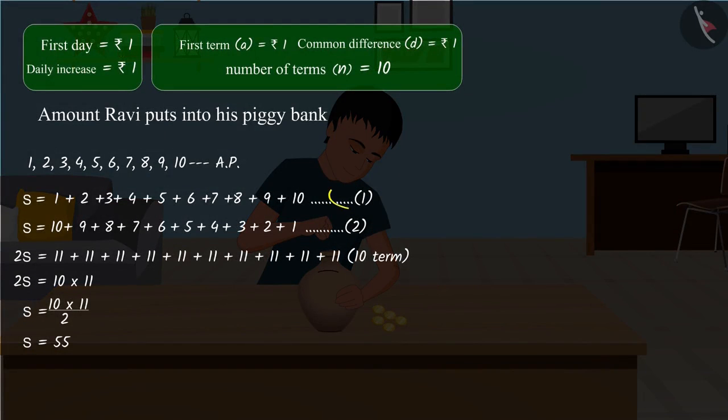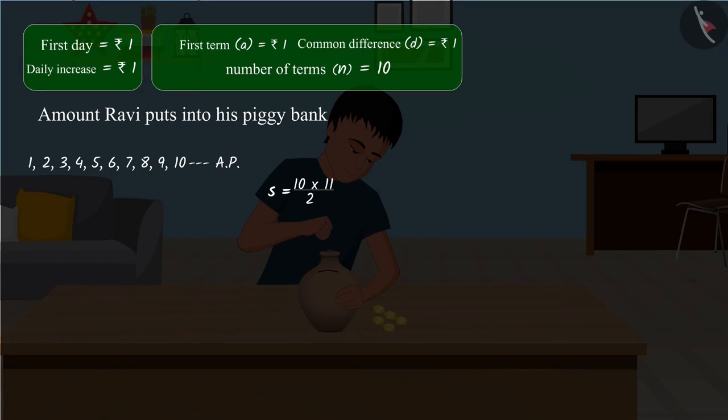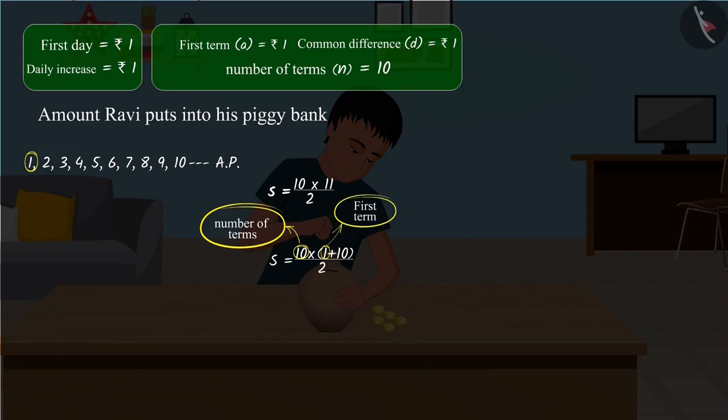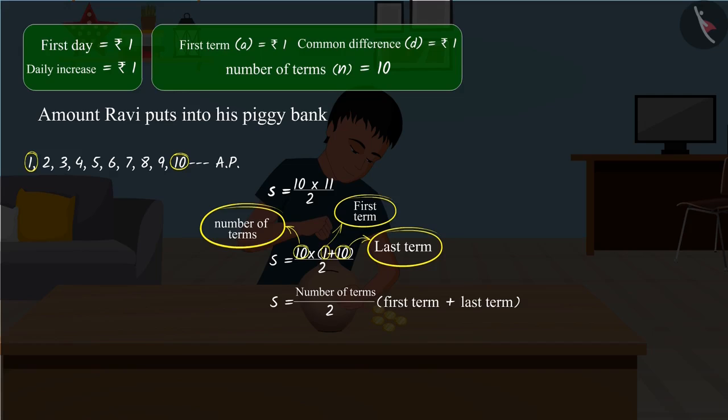Now, we will discuss the process of adding equations 1 and 2 step by step. If we write the steps as follows, what can you say by looking at it? We can see that the number 10 shows the number of terms of the arithmetic progression. Number 1 in bracket is the first term of the arithmetic progression, and 10 is the last term of the arithmetic progression. Therefore, in this manner, we can find the sum of terms of a finite arithmetic progression.